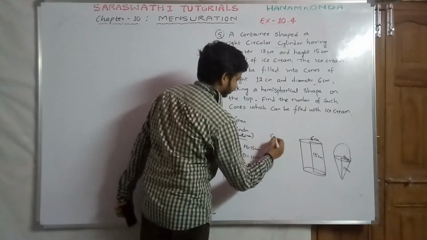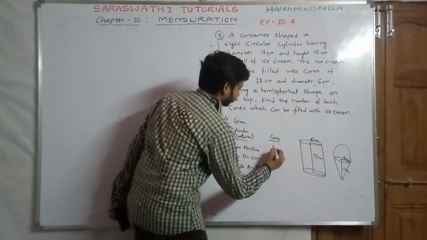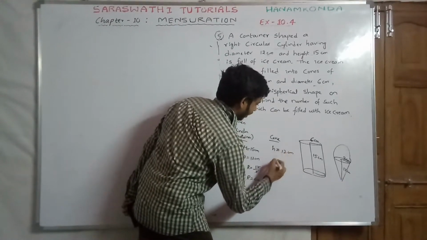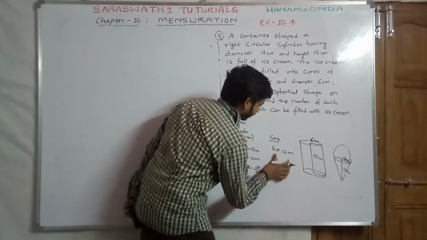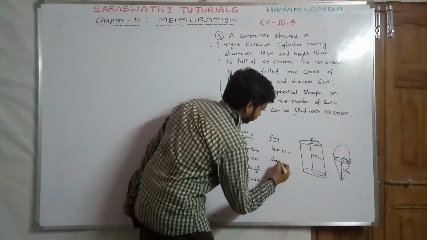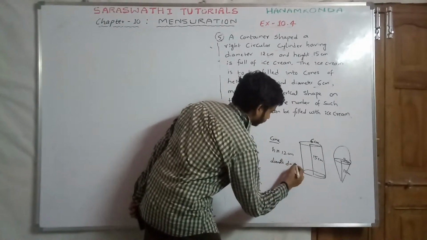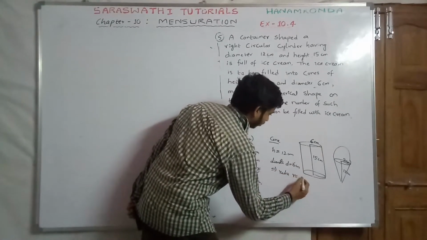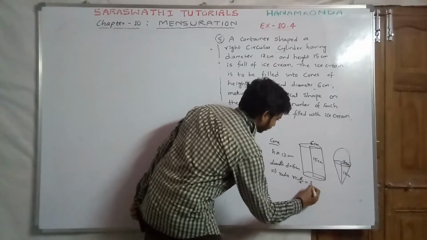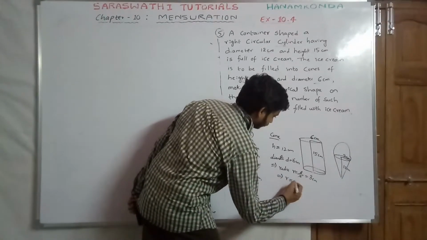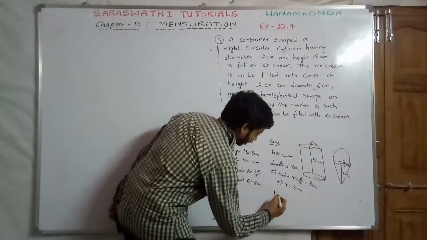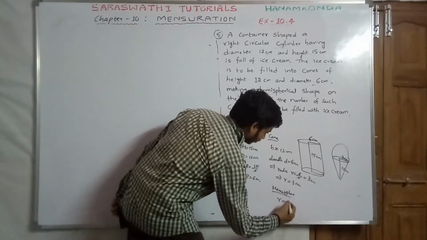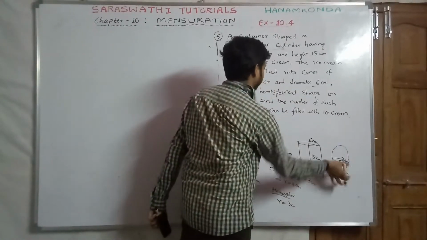Next, the cone dimensions. The height of the cone, let us take it as small h, is 12 centimeters. The diameter, small d, is 6 centimeters. So the radius, small r, is half of the diameter, 6 by 2, equal to 3 centimeters. So r equals 3 centimeters. And the hemisphere dimension: the radius of the hemisphere is the same as the radius of the cone.